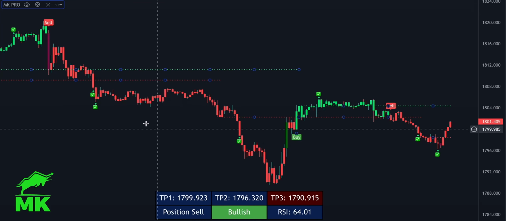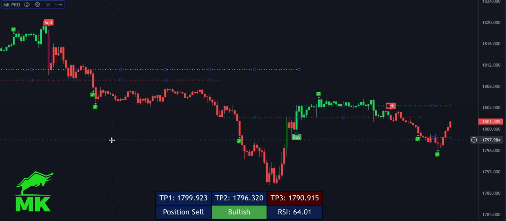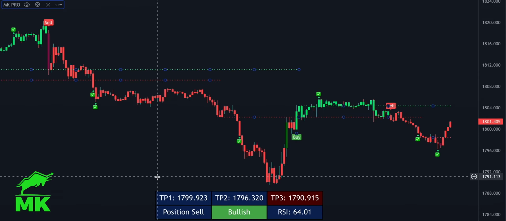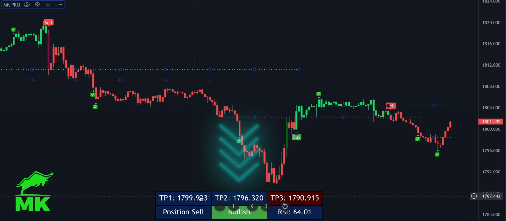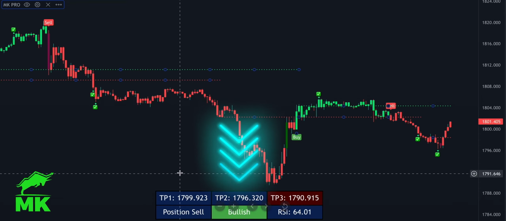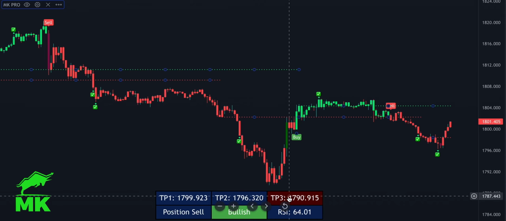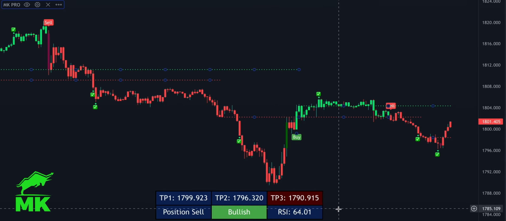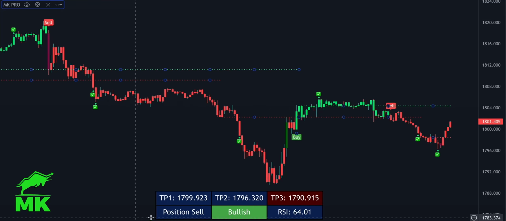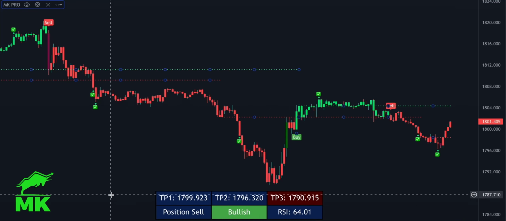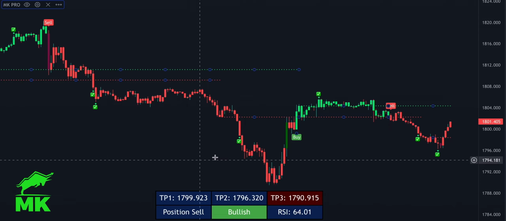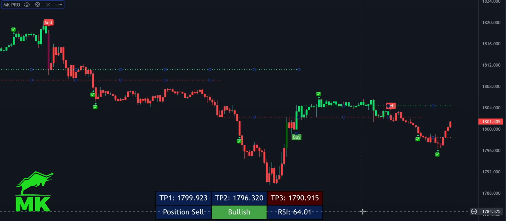Mkpro draws these lines continuously and we can see which levels were support or resistance in the history of the market. The panel here shows the exact prices of take profit levels which we can set on our positions. When the box is blue it means the take profit has been touched and the remaining take profits will be shown in red boxes. The position shows the current position which is running on the chart. Bullish and bearish sign here shows bullish and bearish of market, and the last box is the RSI level of market.